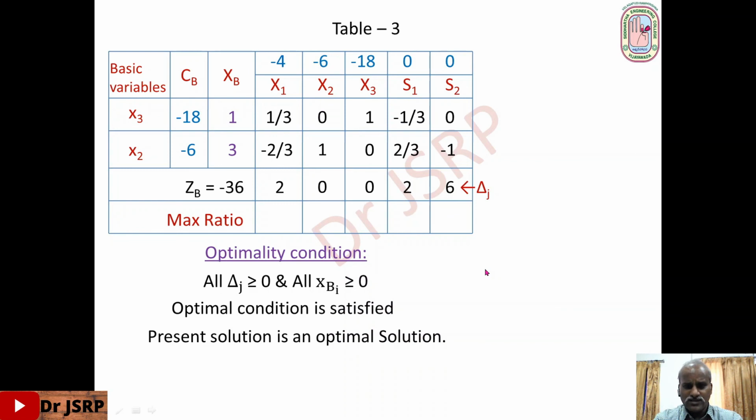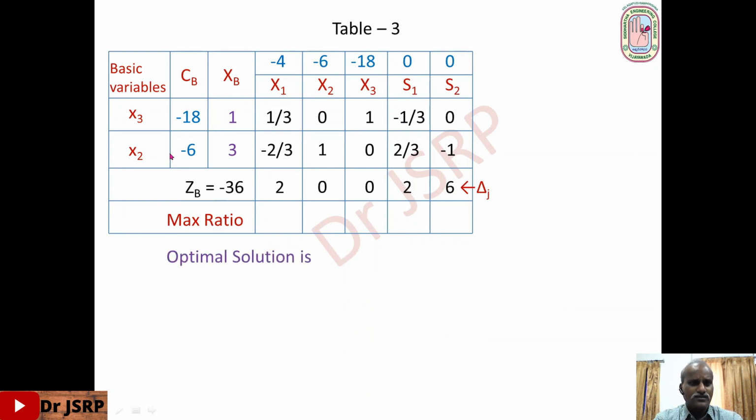Right. Now the optimal solution: you have to write only decision variables. So the first decision variable is x1. x1 is 0. Here observe, there is no x1 in the basic variables. That means x1 is a non-basic variable. Always it is 0. So x1 is 0. x2 is a basic variable, its solution is 3. x3 is a basic variable, its solution is 1. And the objective function value max minus z is minus 36.